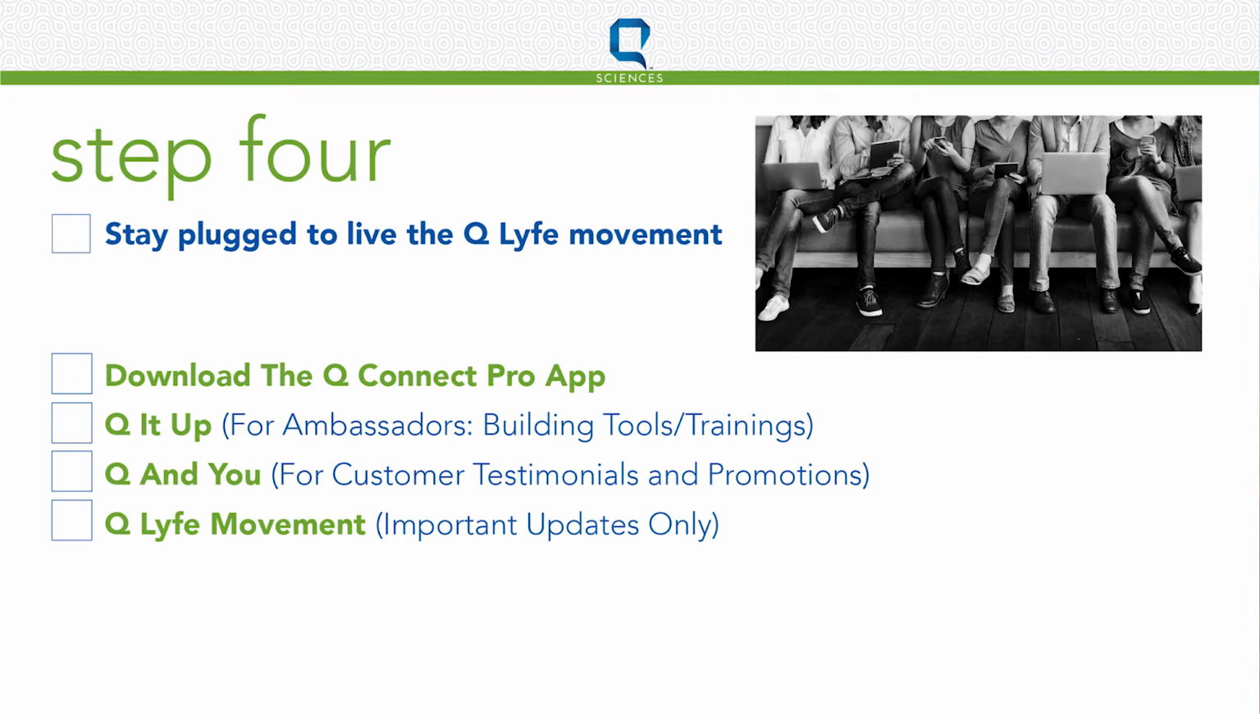Remember, our phones are always the tool that helps us run our business. So that's the most important thing that we need in order to start our business and get it off to the right track. Part 2, Q It Up. That's a Facebook group that's simply for ambassadors, and it's a building tool. It has trainings and all great information that you're going to love.